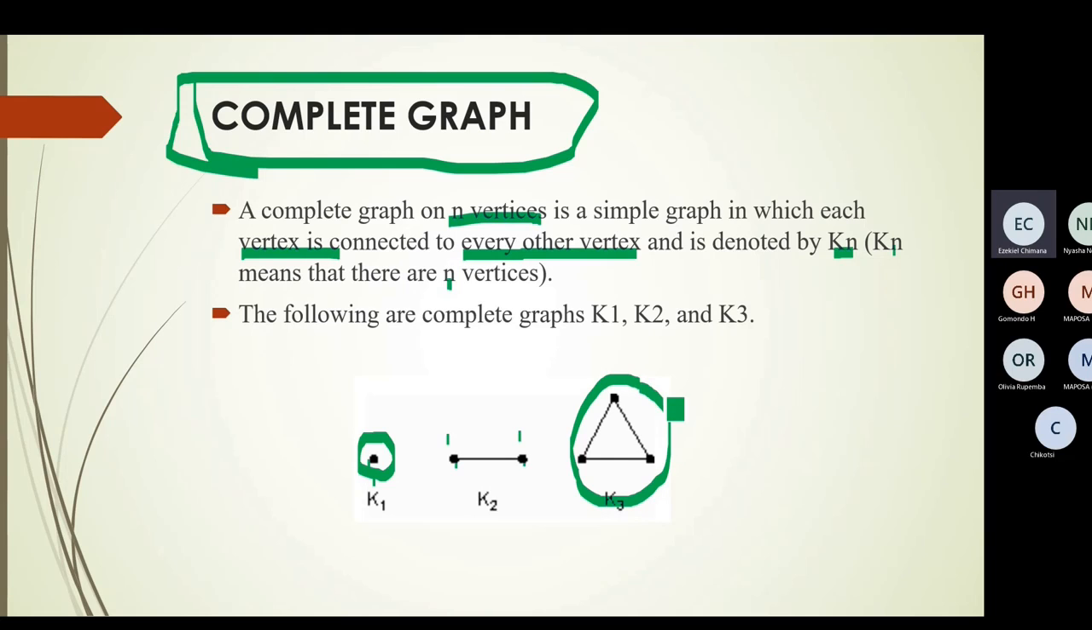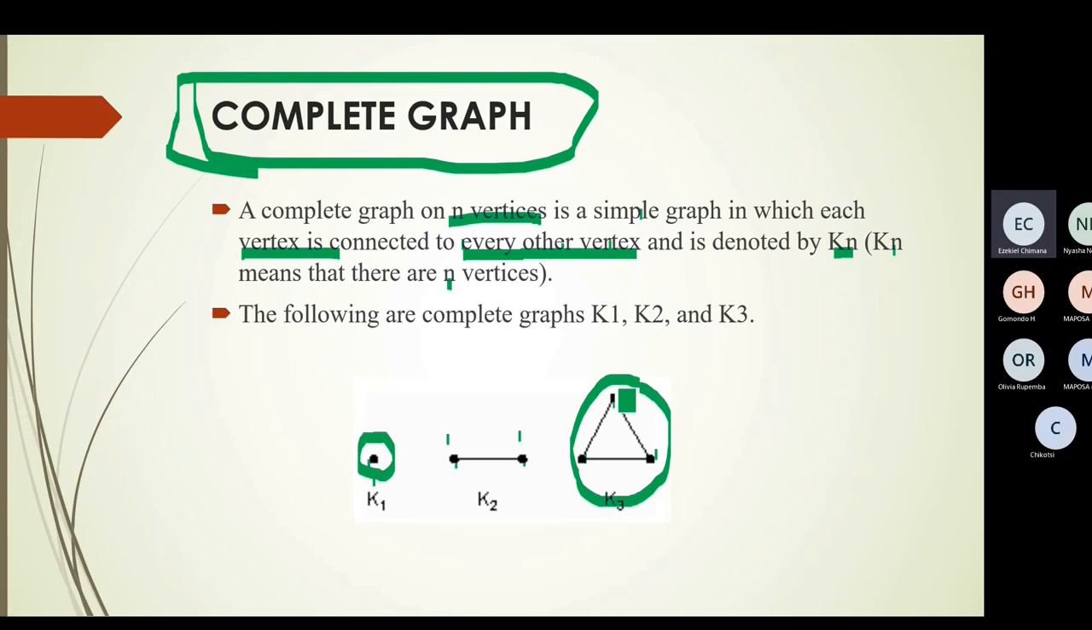Why? Because first it's a simple graph, and then all vertices are connected, and there are no loops and no parallel edges. So it's a complete graph. Whenever you're talking of a complete graph, you need to think about these conditions: a simple graph, in which each vertex is connected to every other vertex.